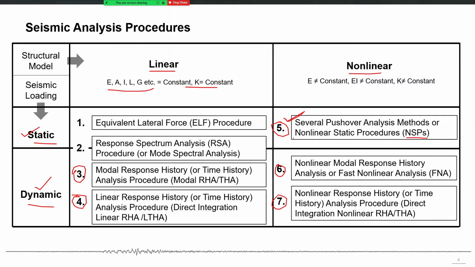By having a static loading as a representative of future seismic loading, this means that the inertial effects and the damping effects will not be accounted for in this pushover analysis method. All those dynamic effects, this method will not be able to capture. So this will be the inherent limitation of these methods.